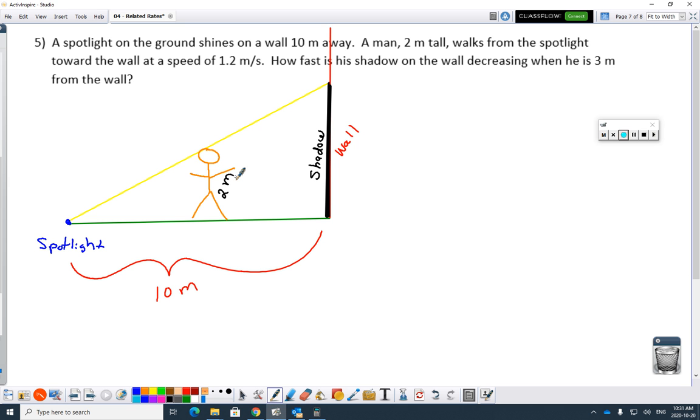Walks from the spotlight towards the wall at a speed of 1.2. How fast is the shadow on the wall decreasing when he is 3 meters from the wall? I'm going to add one more thing, and then I've got a really tough question to ask. Height of the shadow.